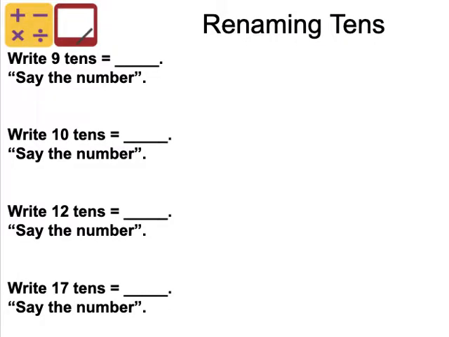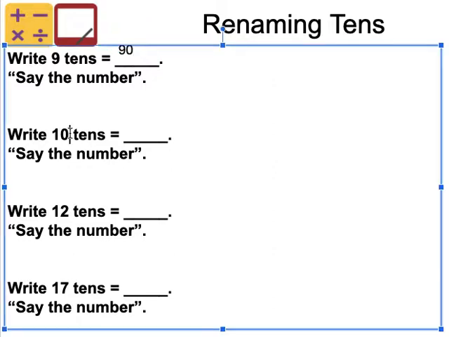We're going to start by renaming tens. So when I say write 9 tens, what number do you say? Well, 9 tens, that's 90. I have a trick. I'm going to have a 9, and I know a 10 has a 0 in it, so 9 tens is going to give me 90. 9 times 10 is 90.